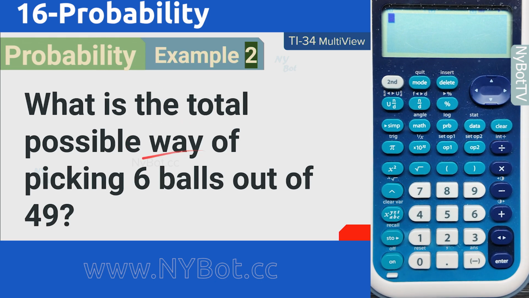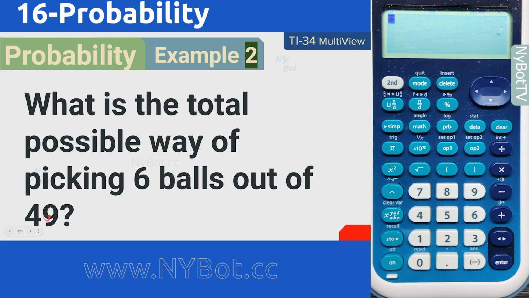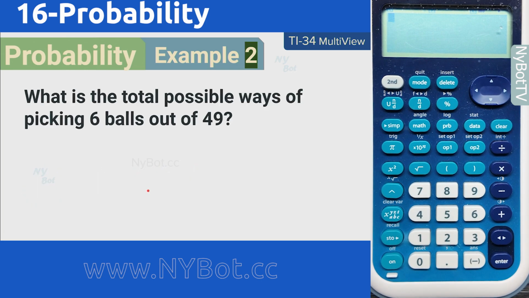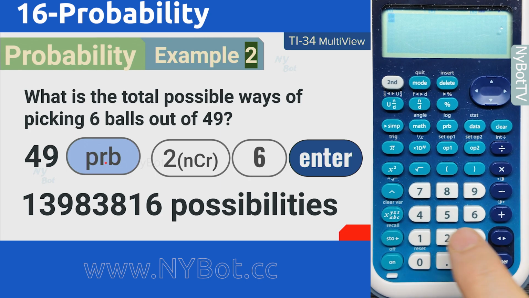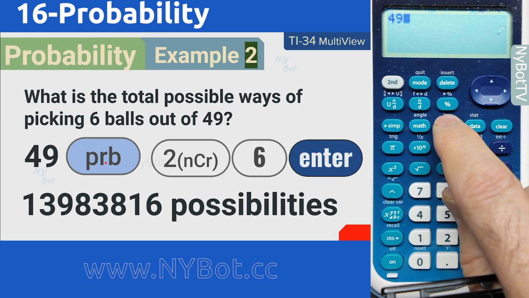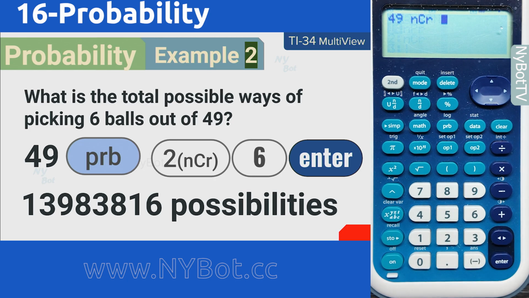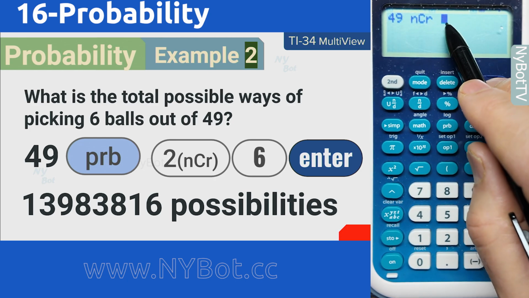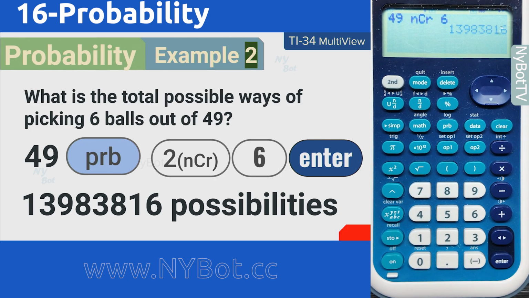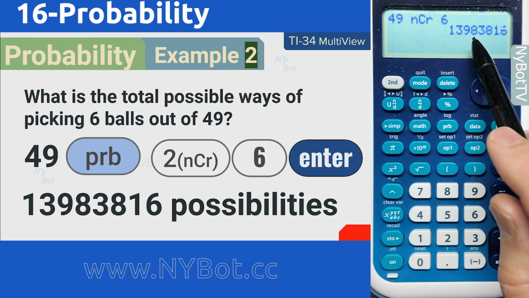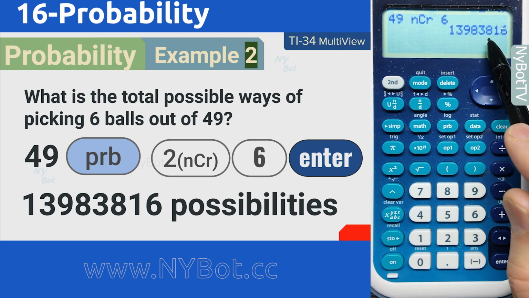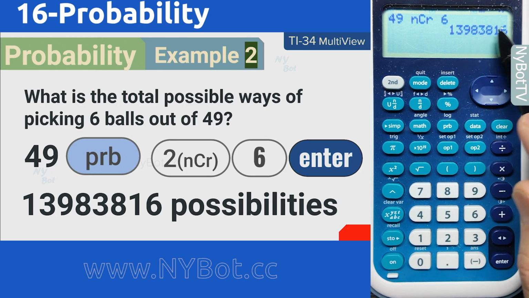What is the total possible way of picking 6 balls out of 49? This is done in a lottery in most countries. So they have 49 balls and they are picking 6. To do that, we say 49 PRB 2, that is PRB combination or choose 6. If I press enter, it's 13.98 or 14 million, approximately 14 million possibilities.